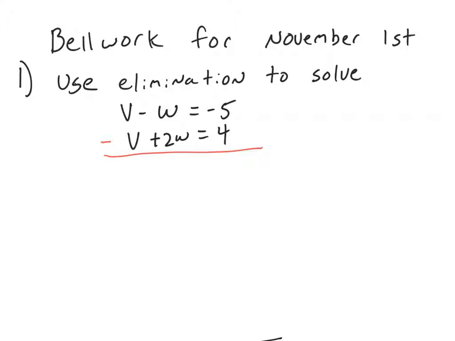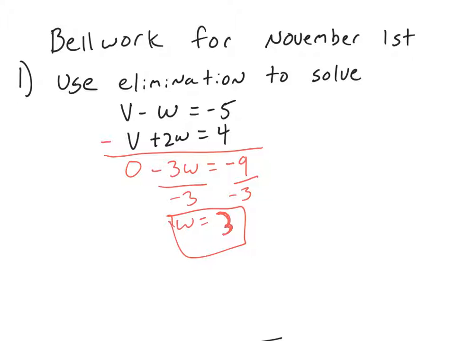So we do v minus v, that's 0. And then be careful on this one. It's negative w minus a positive 2w, so it's negative w minus 2w is going to be minus 3w. And then negative 5 minus 4 is negative 9. So we'll divide both sides by negative 3, and we'll get w equals positive 3. 3 times 3 is 9.